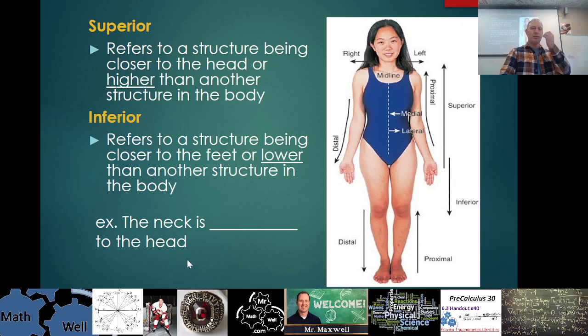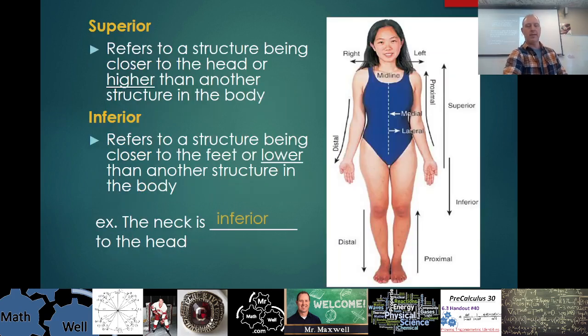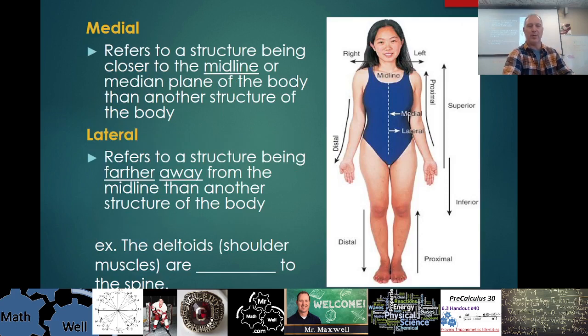So the neck is what to the head? Inferior, right, below. So this should be inferior. Now you have that as a blank as well, right? Yes, the neck is inferior to that. Excellent. Oh, wow, look at that. So there we go, the words come up there. Yes, that's right. I was wondering why they weren't filled out, but looking ahead.